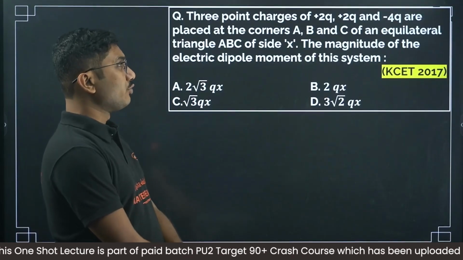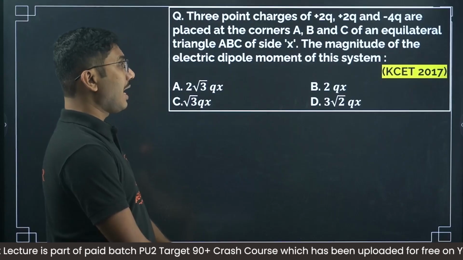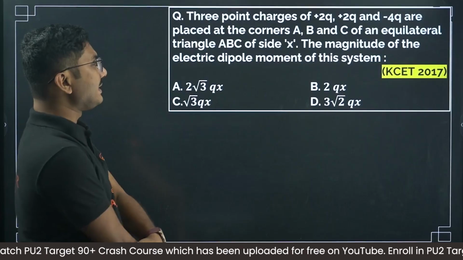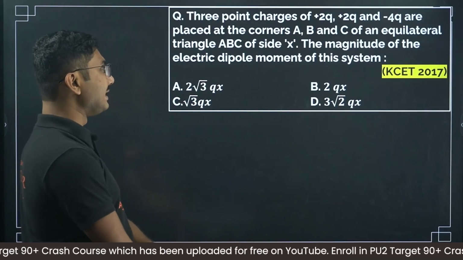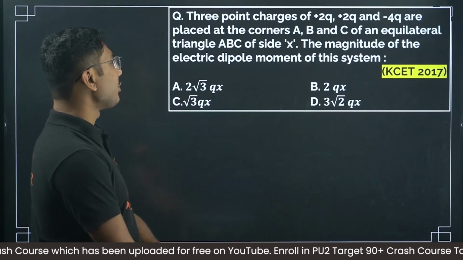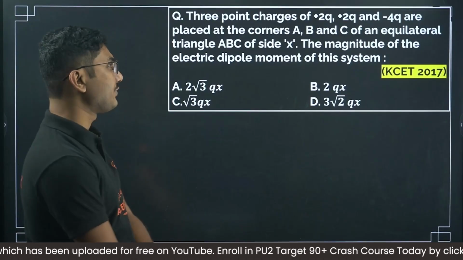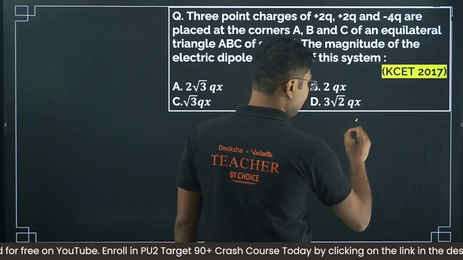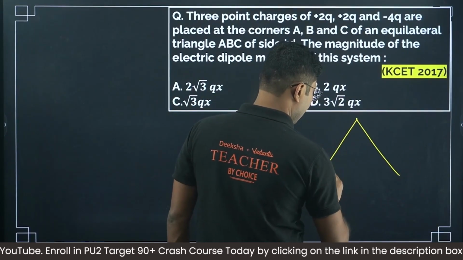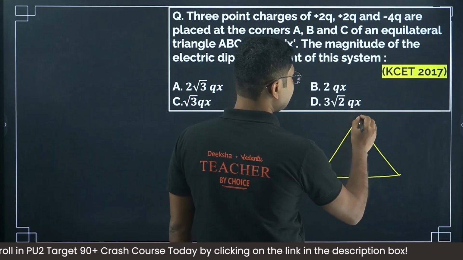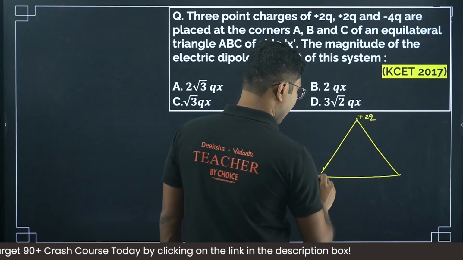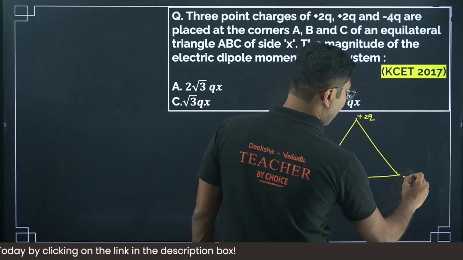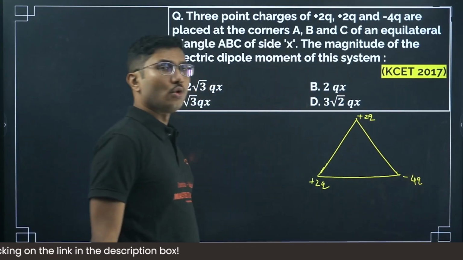Three point charges plus 2q, plus 2q and minus 4q are placed at the corners A, B, C of an equilateral triangle ABC of side x. The magnitude of the electric dipole moment of this system is. So here we have an equilateral triangle. This point has charge plus 2q, this one has charge plus 2q, and this one has charge minus 4q. You have to find the total dipole moment.